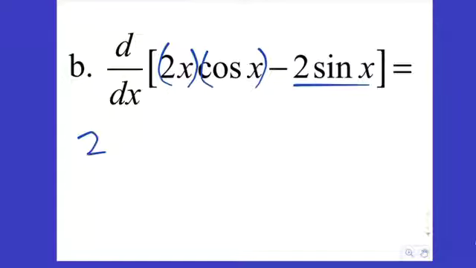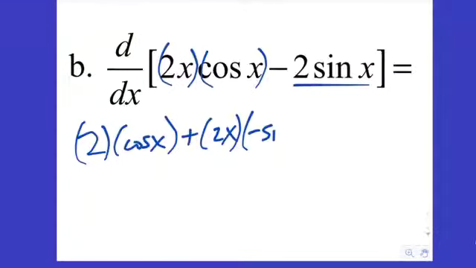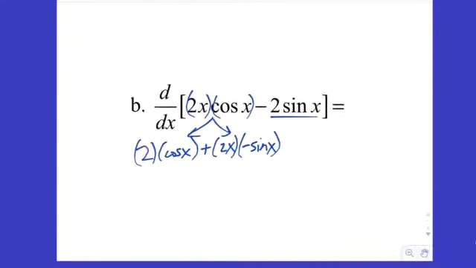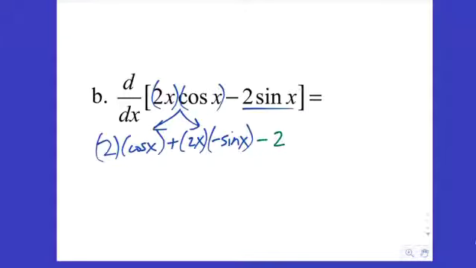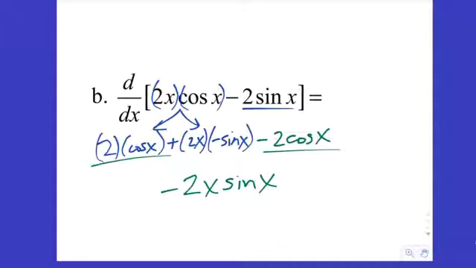Here we go. 2 times cosine of x plus 2x now times negative sine of x. So that takes care of the derivative of that first term using the product rule. And I'll switch flavors here. Why not? Minus 2 times the derivative of sine is cosine. So once you expand it, now you can look to combine like terms. Those actually cancel, and you're left with negative 2x sine of x, a handsome little derivative.